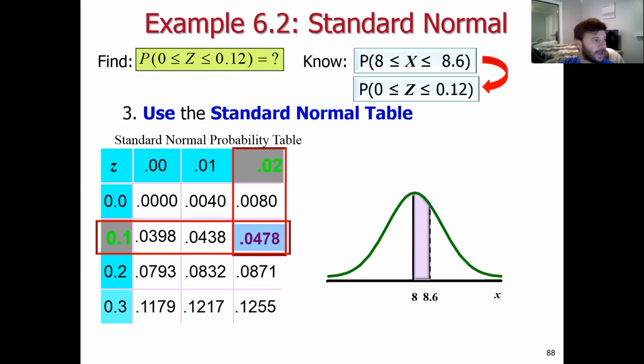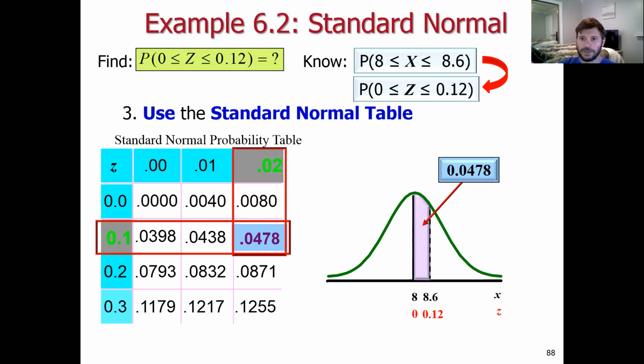Okay, so we started in x space, converted to z space, converted our threshold values using the z-score, and then we exploited the structure of the standard normal table to calculate that probability, that area.